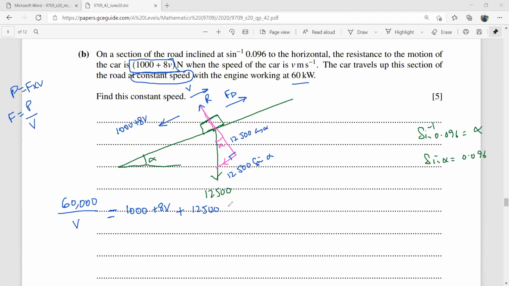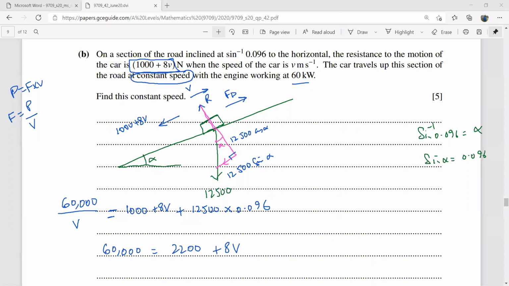Yes? Am I doing something wrong here? No? Okay. 12,500 times sine alpha, that is 0.096. So if you do that cross multiplication, you will end up with a quadratic equation. So don't be worried with that, okay? Don't start thinking of factorization, okay? So can you please tell me what is 1000 plus all of this product, 12,500 times 0.096? 1000 plus this, what is this?